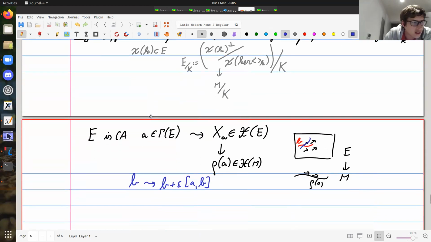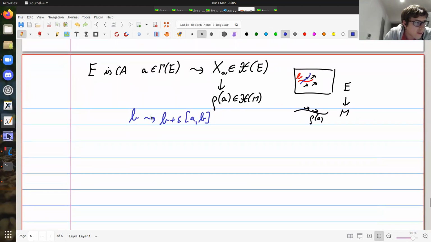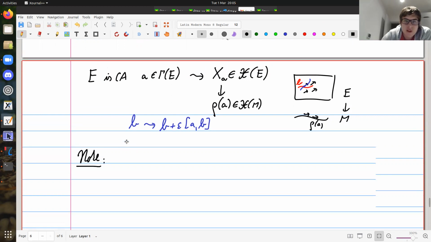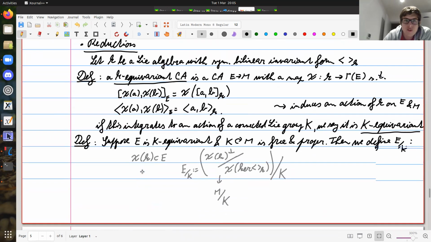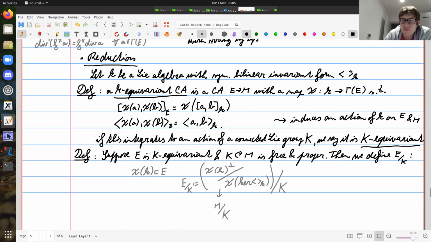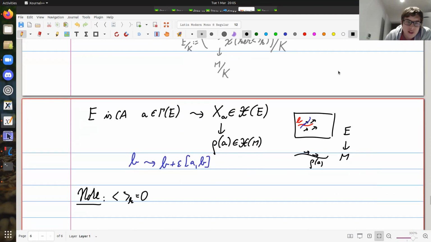But for now, let me just stop here and let me say the following note. Looking at these formulas, you can show that if the bracket on this auxiliary Lie algebra is zero, so it doesn't have to be non-degenerate, and this E is exact, then also the quotient will be exact, and also E mod K is exact.